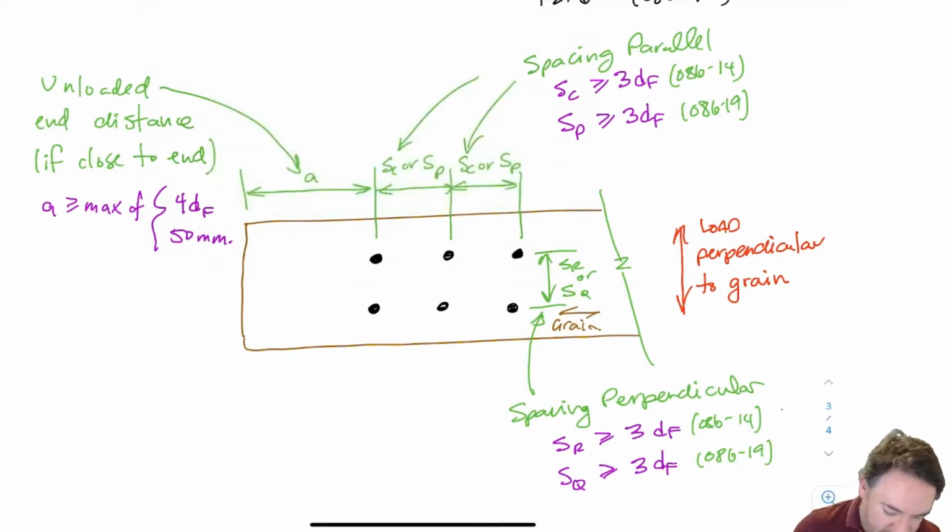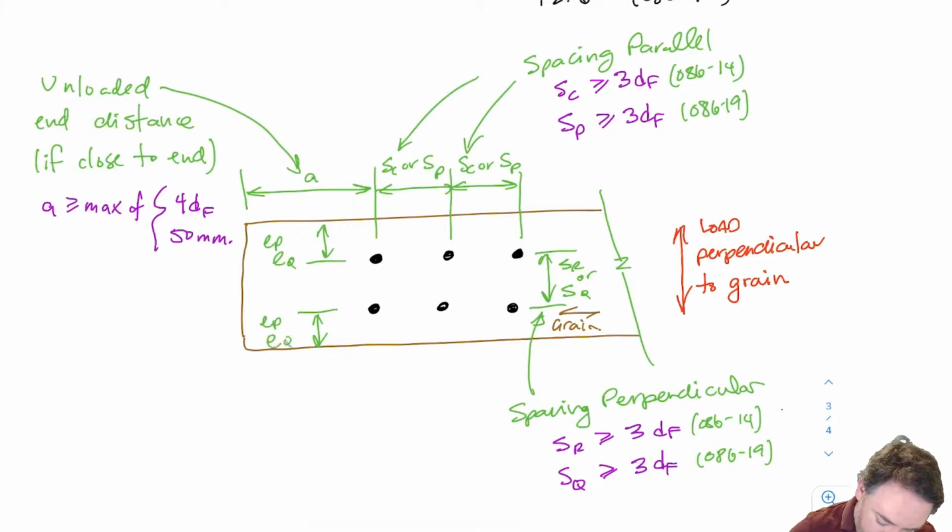And then the last one here is that we have our edge distances. And now our edge distances here depend on which way the load is going. So this is going to be either EP or EQ, which is going to be our loaded edge distance or our unloaded edge distance. And that depends on which way the load is going. So let's look at that.